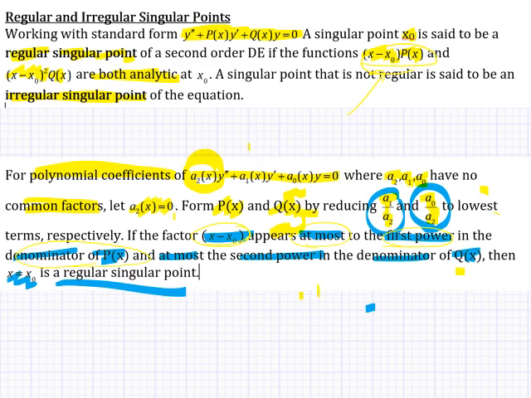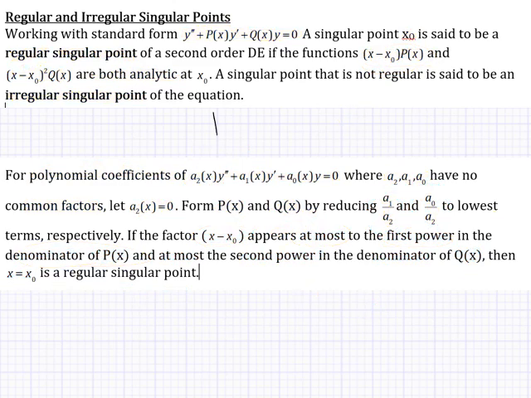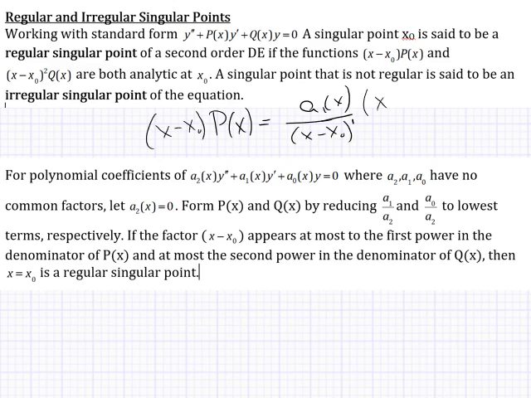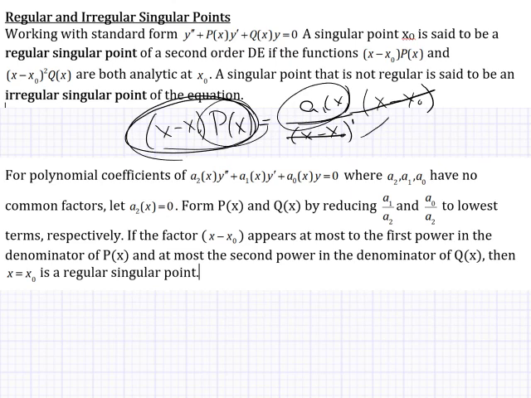Why? Because if p of x has x minus x sub 0 at most to the first power in the denominator, and whatever's in the numerator would just be whatever a sub 1 was, then when I multiply by x minus x sub 0 times p of x, I would be able to cancel this out of the denominator. Therefore the rational function left over wouldn't have x sub 0 as a 0 of the denominator. Therefore, this whole thing would exist and be analytic. And the same thing goes for x minus x sub 0 squared in q of x. I think the best thing for us to do would be to see examples to clear this up.